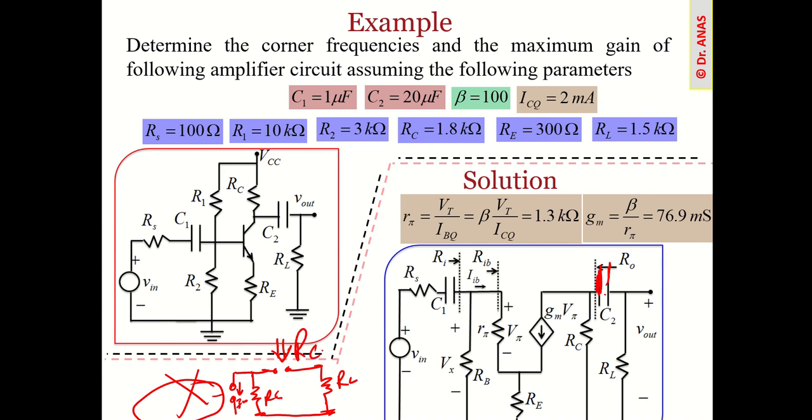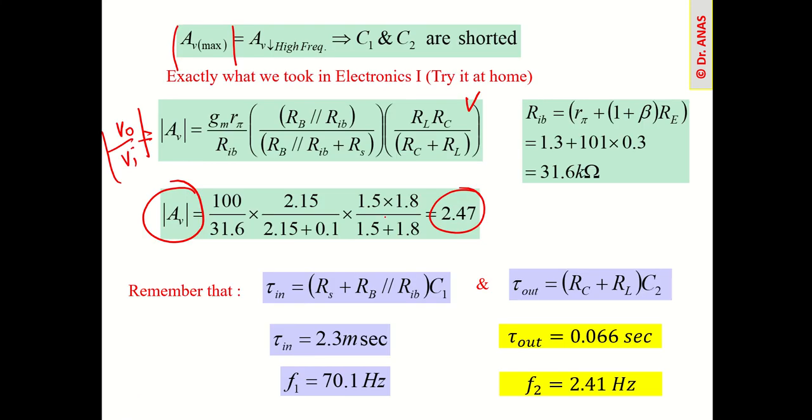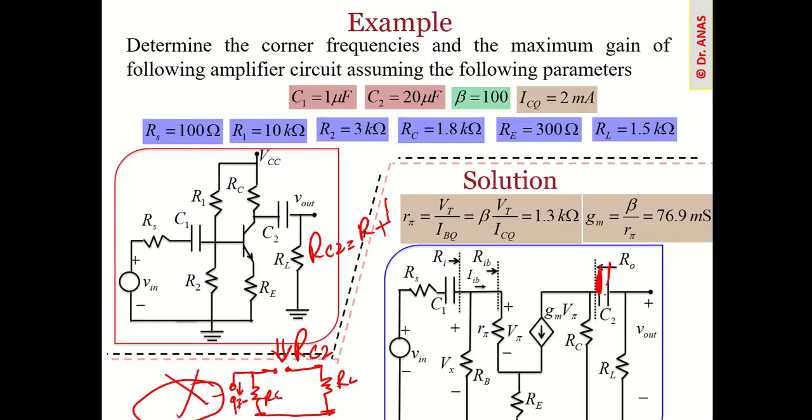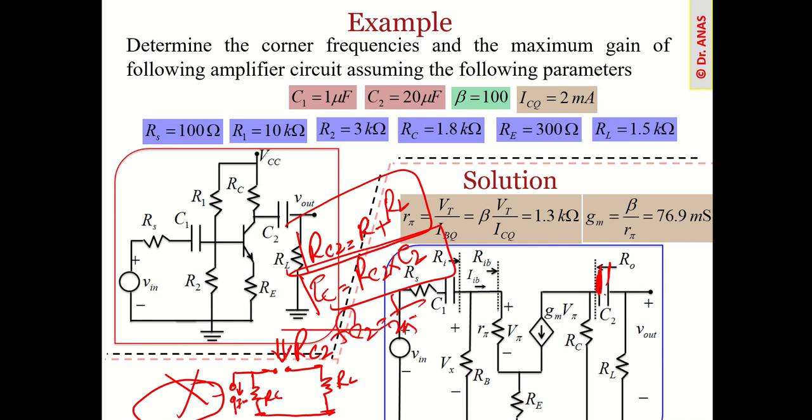So we need the resistance seen by the capacitor C2. In this case, these two are in series, so this resistance will become RC plus RL. So tau for C2 will be R_C2 times C2, and the frequency for C2 will be 1 over 2 pi of this tau. If you plug in the numbers, you can get this corner frequency.